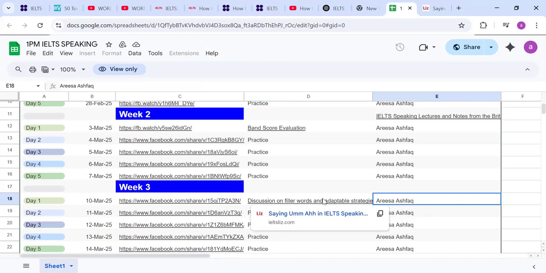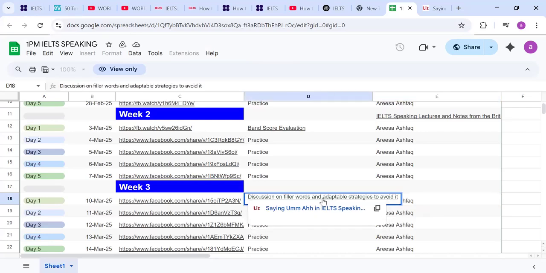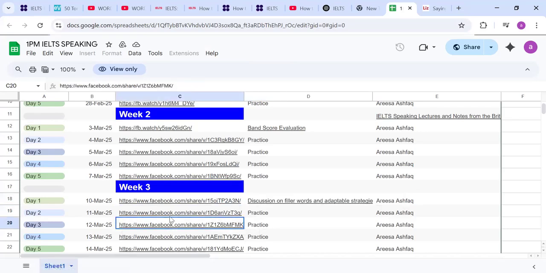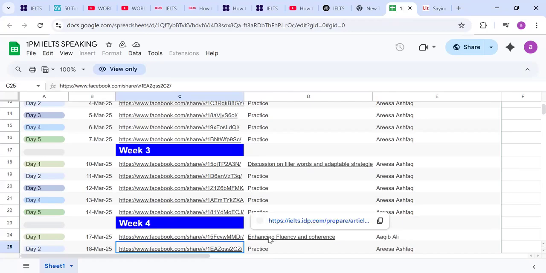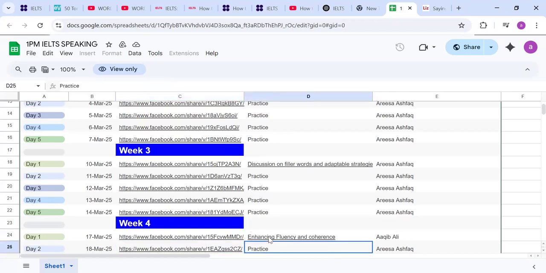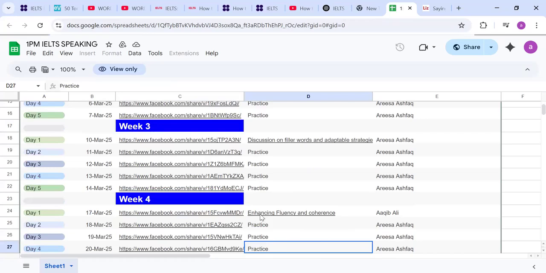I will ask the moderator to edit this link, because there was one article where we discussed the strategies to adopt. I will update this sheet and put the second link. Even the article links are also pinned in the channel. You can access them there. This was the week before the holiday, where we discussed how we can improve our fluency and coherence.